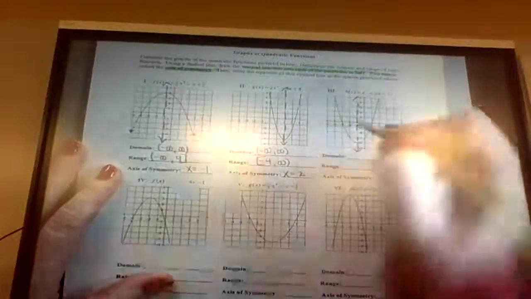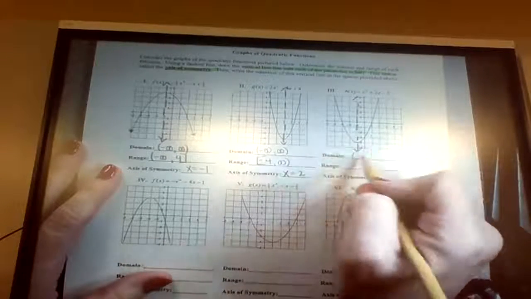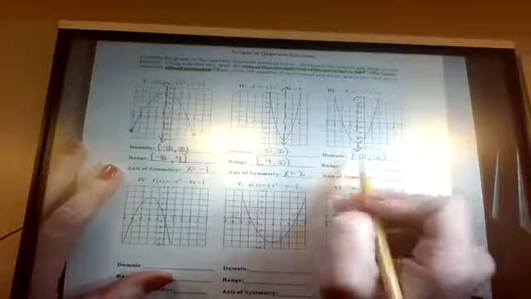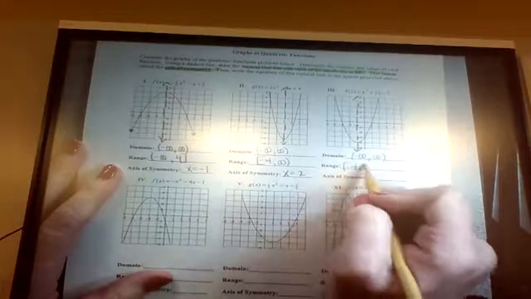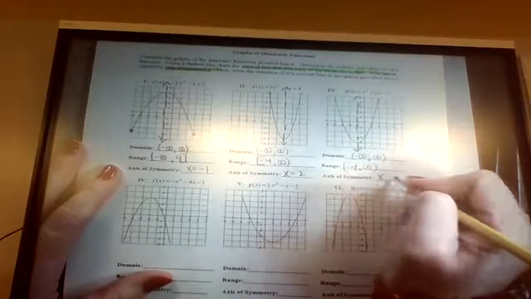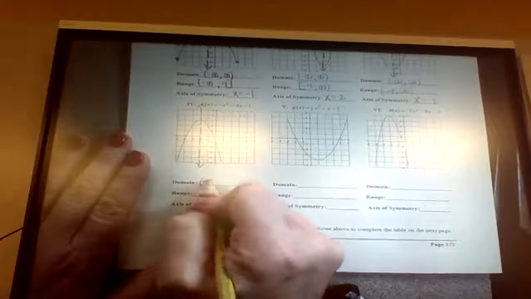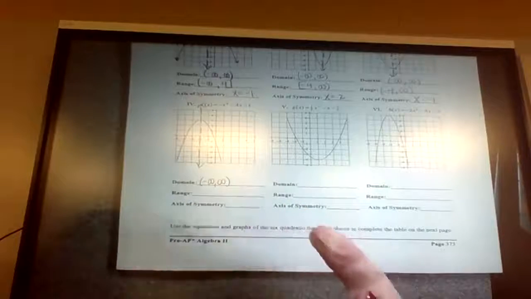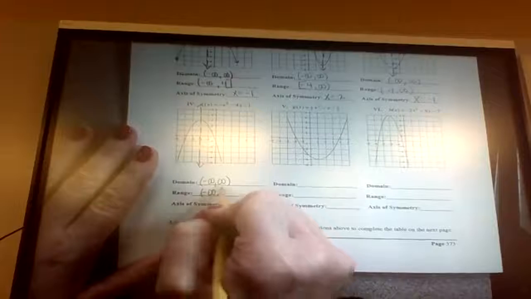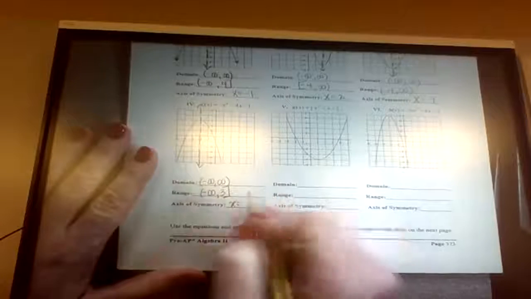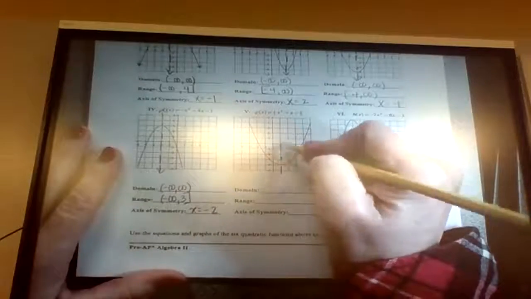What's the domain for number 3? And the range, -4 to infinity. And the axis of symmetry? X equals -1. Right. Domain on number 4? I feel like I see a trend here. What's the range on number 4? Negative infinity to 3. And your axis of symmetry? X equals -2. Okay.